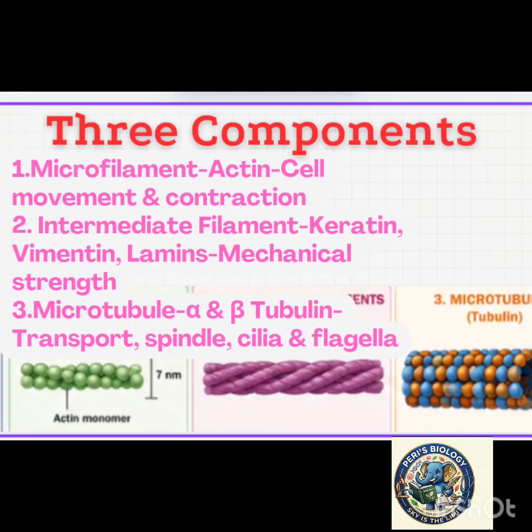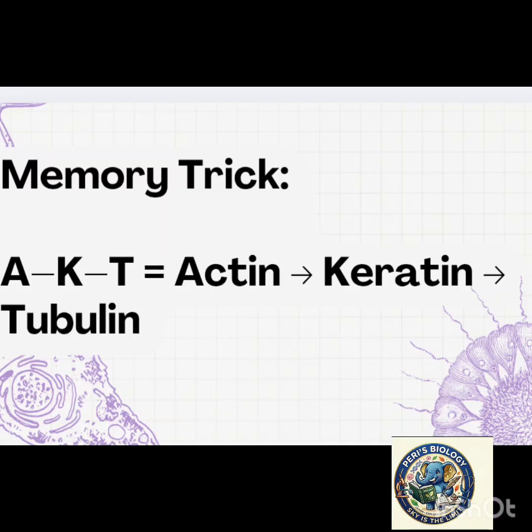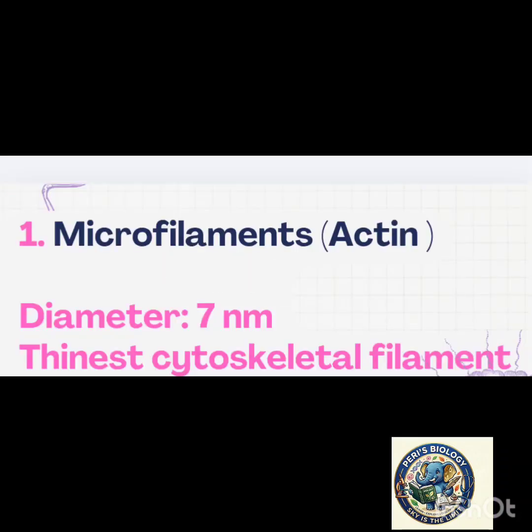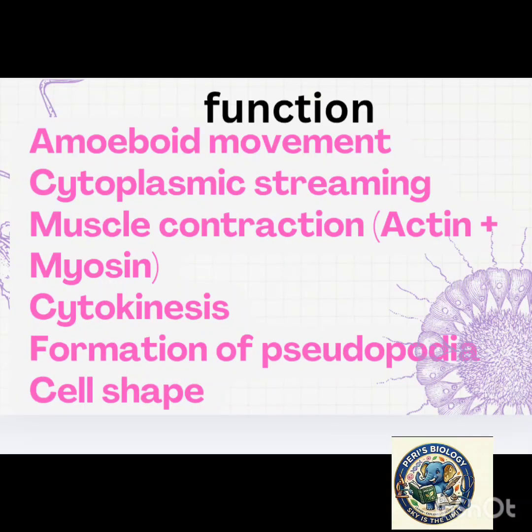Let's see about microfilament. Microfilaments are an assemblage of a special protein called actin. The diameter is 7 nanometer. It is the thinnest cytoskeletal filament. The single filament exists in the form of network or in the form of bundles. The functions are it shows cytoplasmic streaming, that is flow of cytoplasm. Next is amoeboid movement. Muscle contraction is possible due to presence of special proteins called actin and myosin.